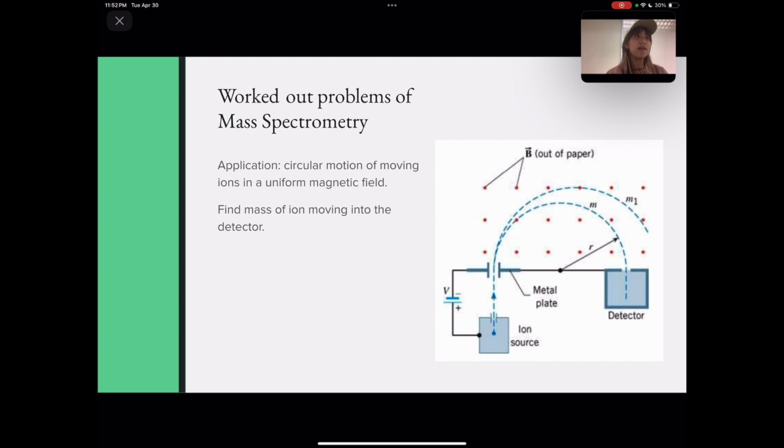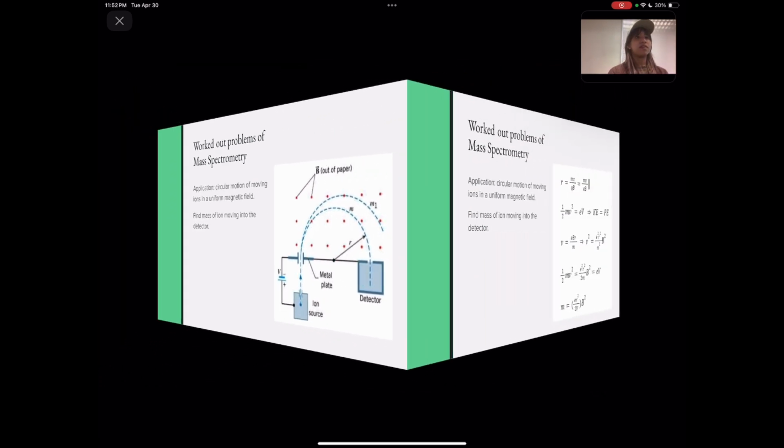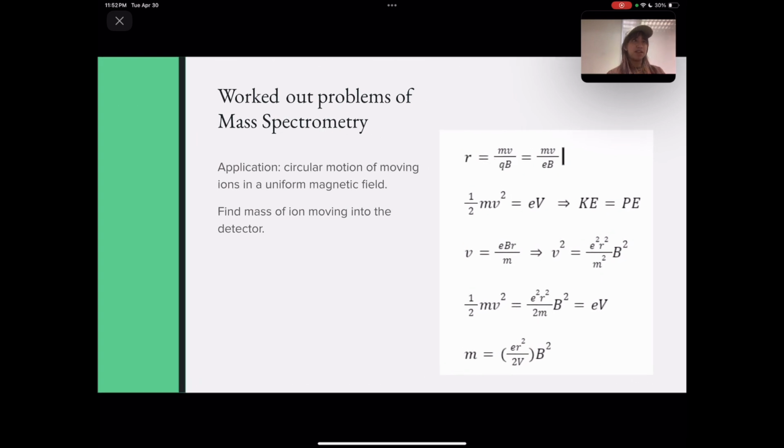Here we have our picture of the ions in these dotted lines moving into the detector from the ion source. We have it going through the magnetic field, going in a circle, and we need to find the mass of it. So ideally, we would have our radius. So our radius would be mass times velocity over charge times magnetic field. Our charge can later be found as the electric charge or electron charge.